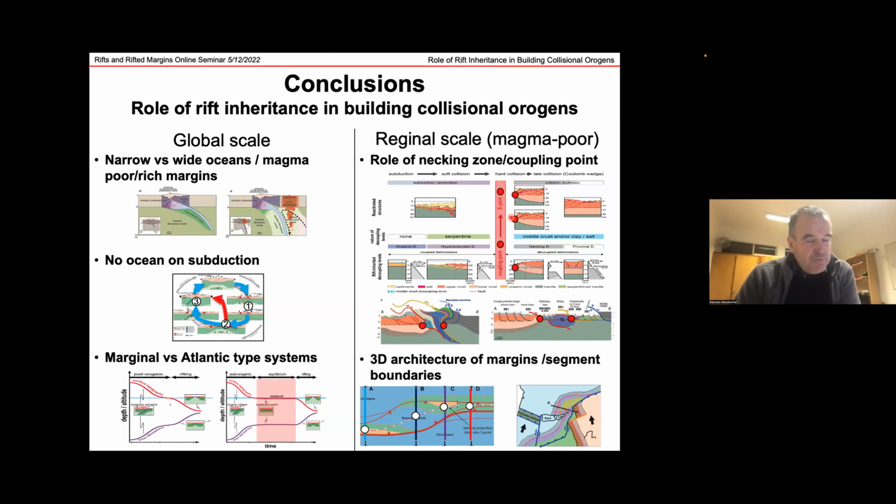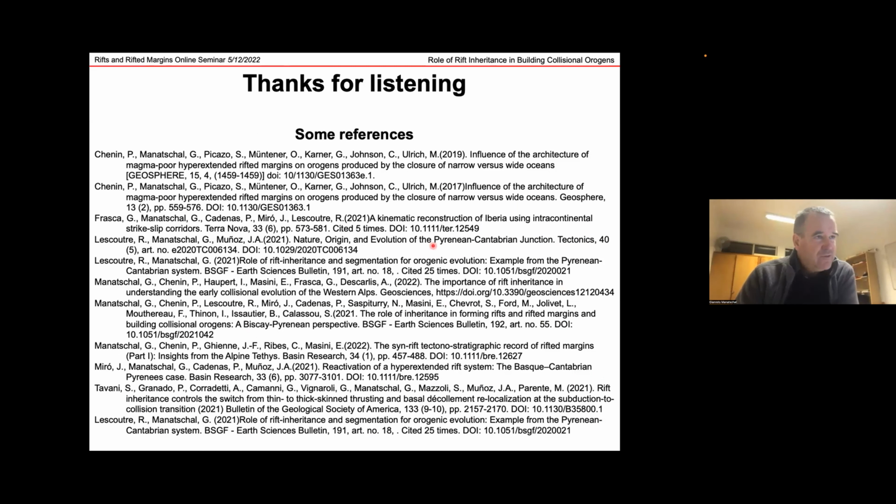Necking zones are the limit between domains that are subductible, where you can accrete, and domains where you are forming buttresses. We can also see that 3D geometries are important. Segmented systems behave very differently. Segment centers subduct. Segment boundaries form more complex structures and preserve part of the margins. And we can also see that the initial stage of collision strongly depends on the rift inheritance. So thank you. These are some of the papers.